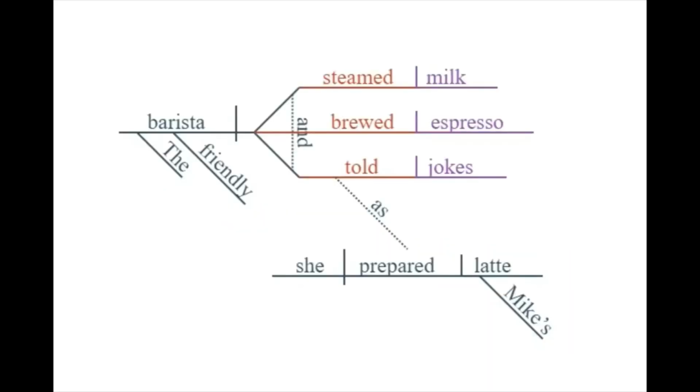And here we can see why parallelism is also called parallel structure, because we see the same structure in the shared compound verb here. So the barista steamed, brewed, and told, and more specifically, steamed milk, brewed espresso, and told jokes. So we have a past tense verb followed by a direct object, repeated 3 times in a row.